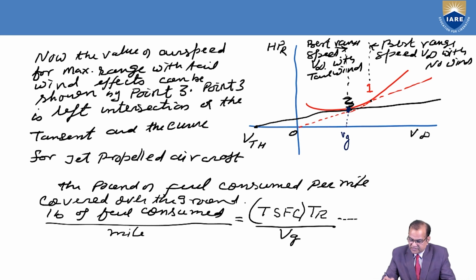So here you see the best range speed V infinity with no wind, this is the case. Another case, this is the tailwind, so it will go to the minus side. So this will be intersecting here. Best range speed with tailwind. So with the tailwind, here you have the less, here you have the more. This is the fuel consumption. Here is more, and here you have the less fuel consumption. So very interesting things are here.